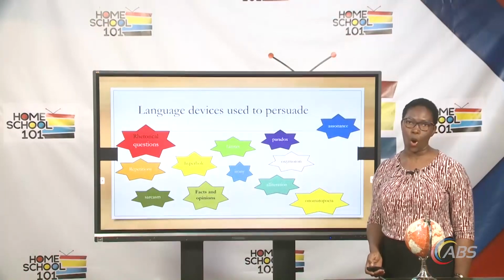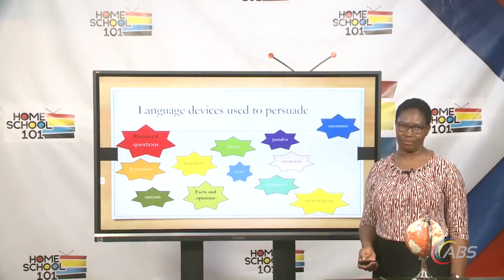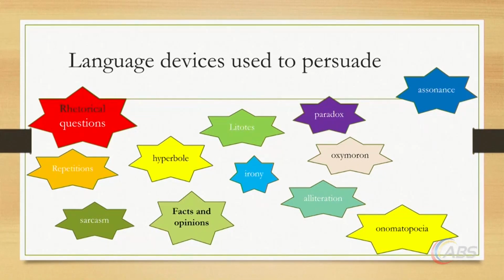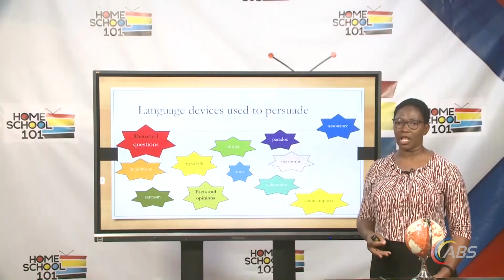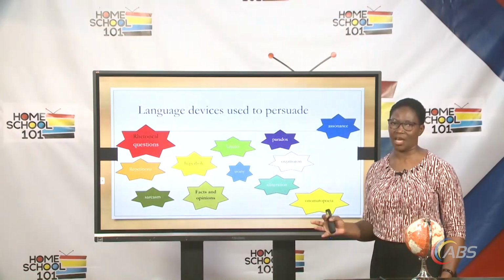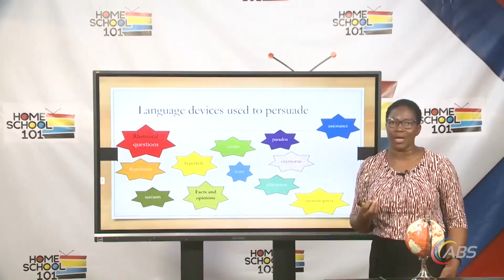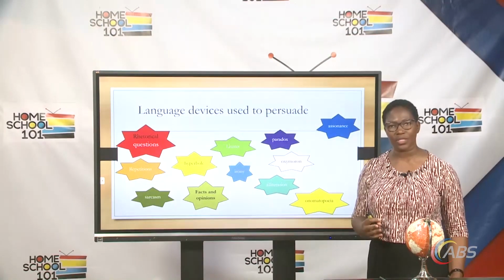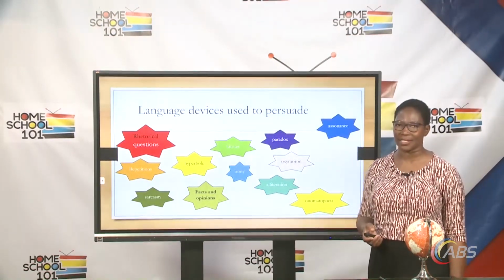Onomatopoeia. Onomatopoeia is another language device that people who engage in argumentative discourse may make use of. Now, onomatopoeia is the use of words which sound like the meaning of the word. So, for instance, we will say there was a loud thud or a loud crash or the buzz of something. The very sound of buzz sounds like the meaning of the word buzz.